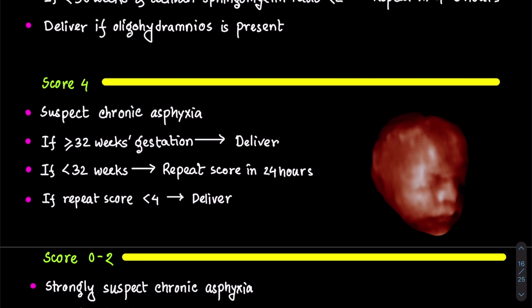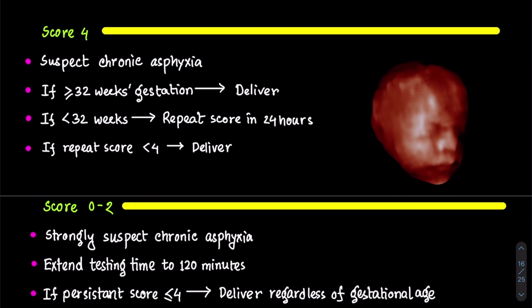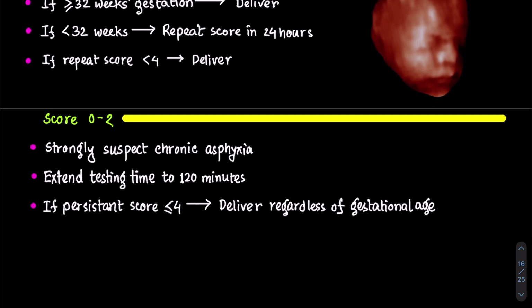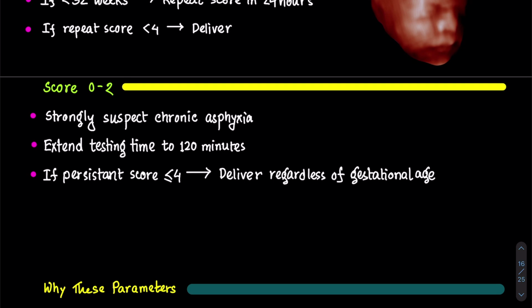Score is 4. Things are getting worse. Suspect chronic asphyxia here. If it's 32 weeks or more, then deliver. If it's less than 32 weeks of gestation, then repeat the test in 24 hours. If repeat score is below 4, then regardless of gestational age, deliver the baby. Neonatal ICU support will be required here, so keep it in mind before delivery.